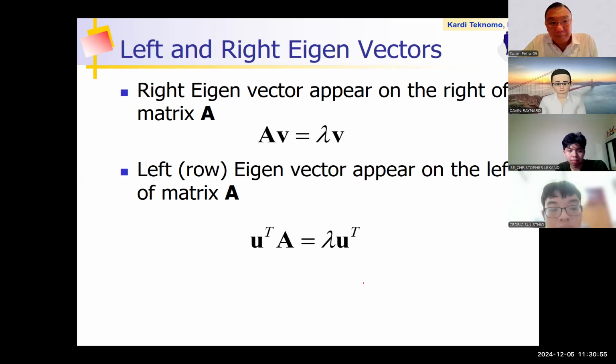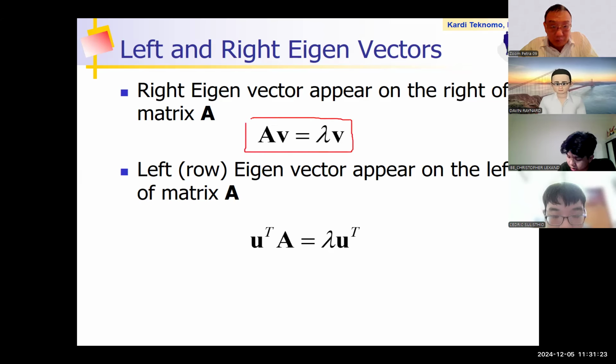We have two kinds of eigenvectors, one is called right and one is left. So left eigenvector and right eigenvector. The one that we usually use is the right eigenvector. Why is this called right? Because you see the eigenvector appears on the right of A. But you can also use left.